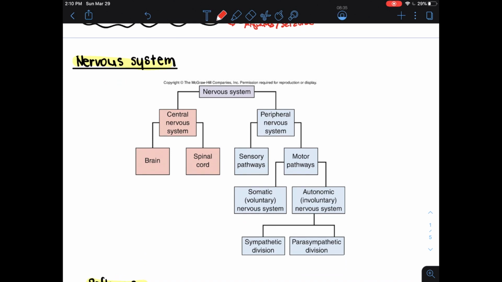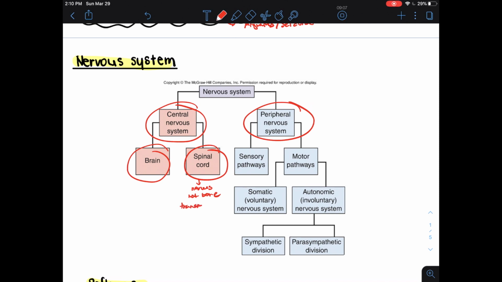Okay, so moving on to the nervous system. The nervous system is split into two, with the central nervous system and the peripheral nervous system. So the central nervous system is split into the brain and the spinal cord. The spinal cord is a bundle of nerves that run through the center of the spine. So this refers to the nerves, not really the actual bone. And it transmits information throughout the body. And your brain is your brain, which we will go into.